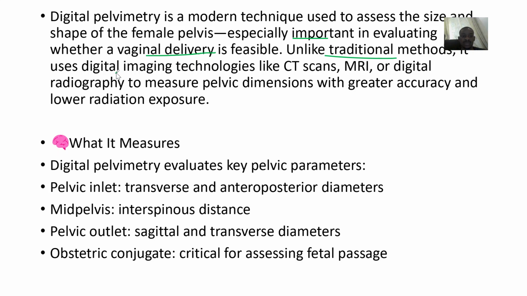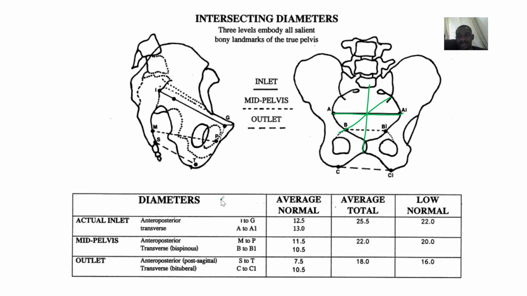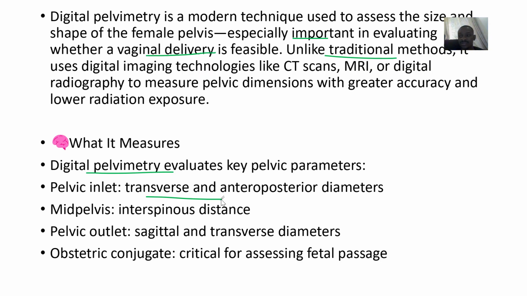So how is it measured? Digital pelvimetry evaluates key pelvic parameters. It will evaluate the inlet. How wide is the inlet? That's the transverse and the anterior posterior diameters, like I explained here. All right. Midpelvis, pelvic outlet, obstetric conjugate.